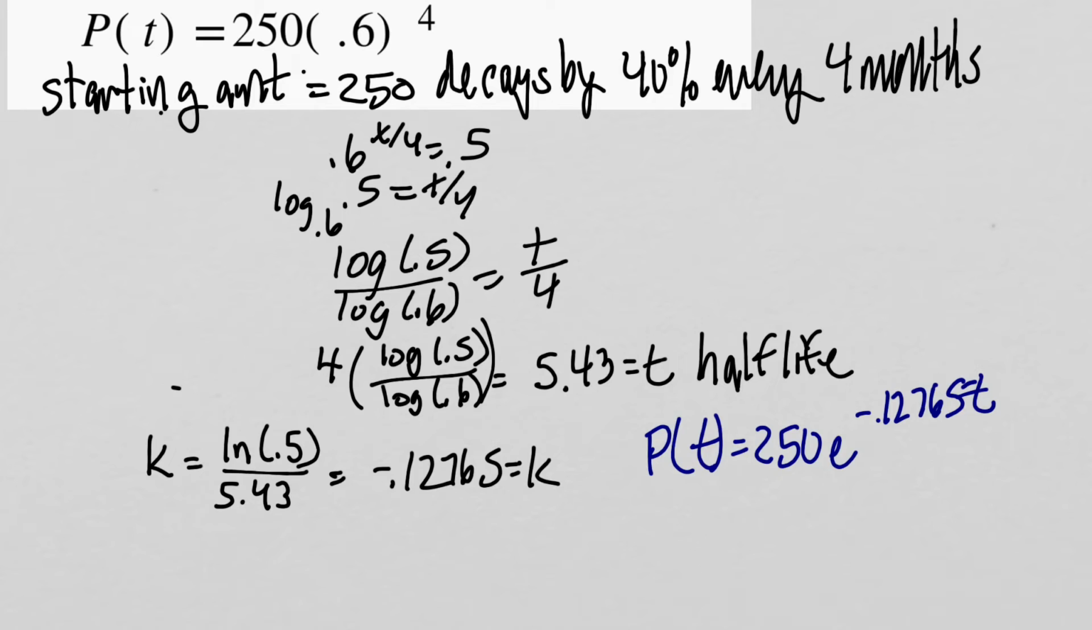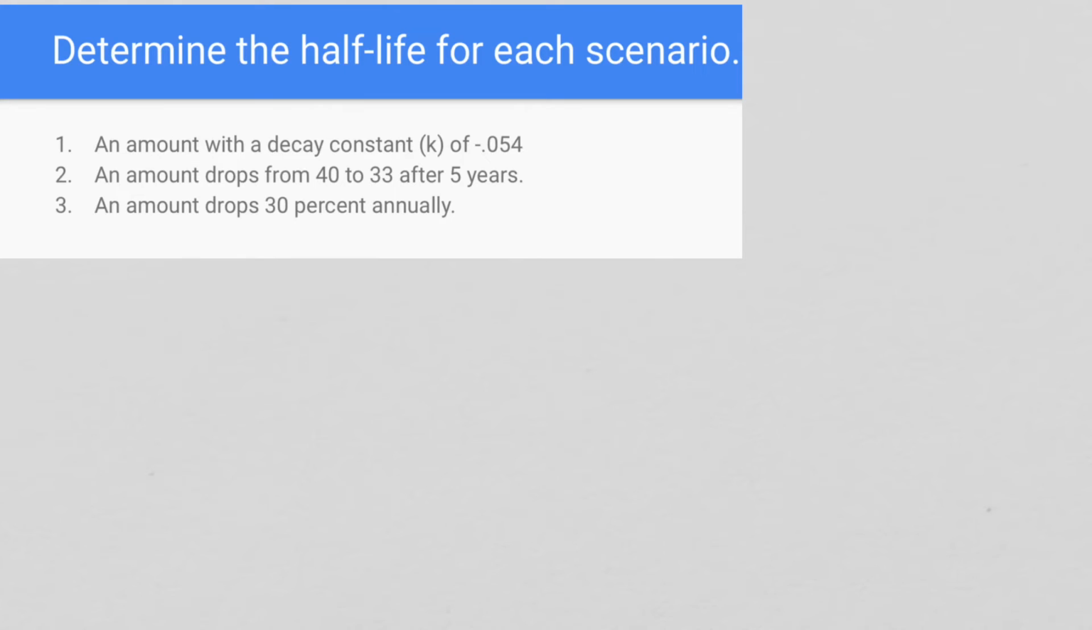And then when I plugged it in to get the constant, the K, I did natural log of 0.5 over that, and I got it to be negative 0.12765. Here is my equation. All right, now we're going to determine the half-life depending on what they ask us in the question.